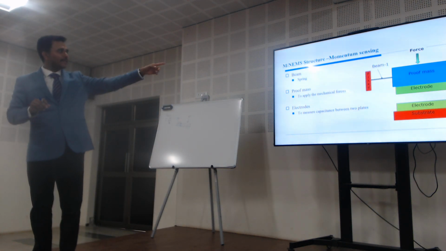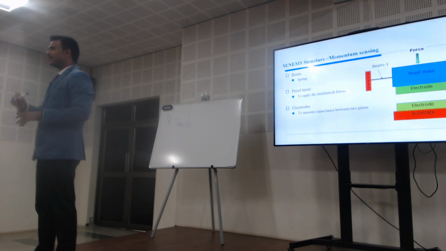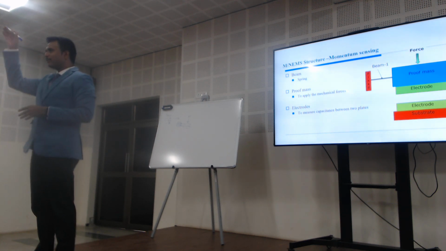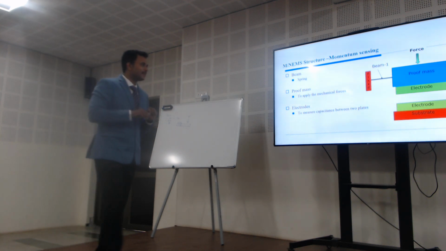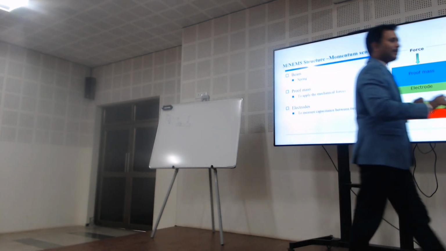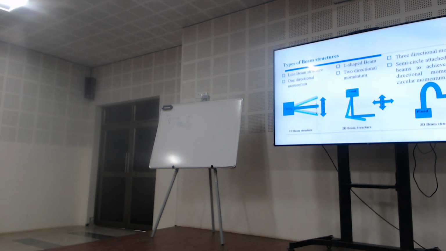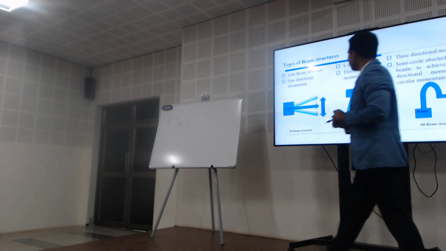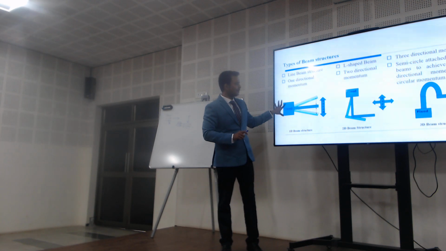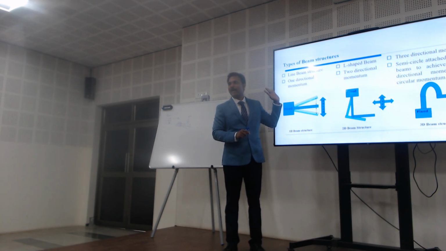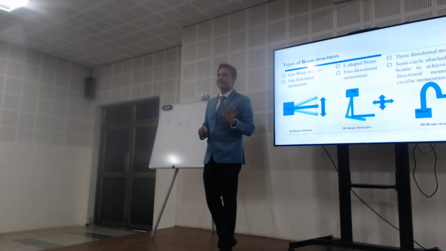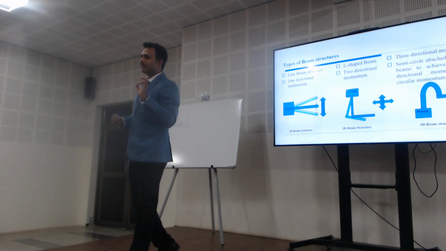Now, this sensor is only a one directional sensor, because it will bend only one way. We can bend it in only one way, so we call it a one directional sensor. It helps our proof mass move in only one direction, either the x-axis, y-axis or z.